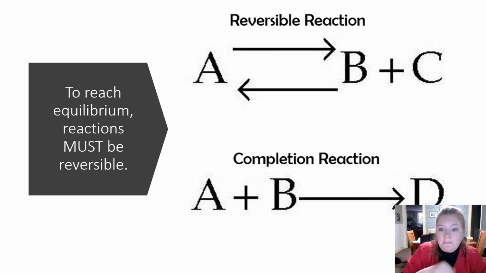That means it cannot be a completion reaction. A completion reaction finishes, it's done. There's no going backward. You can't uncook the egg, you can't unbake the cake, you can't unburn the log. Some reactions are reversible. For example, you can refreeze water that's melted. That's reversible. A reversible reaction has a forward reaction and a reverse reaction, and those are the types of reactions that can reach equilibrium. If it is a completion reaction, it cannot reach equilibrium.